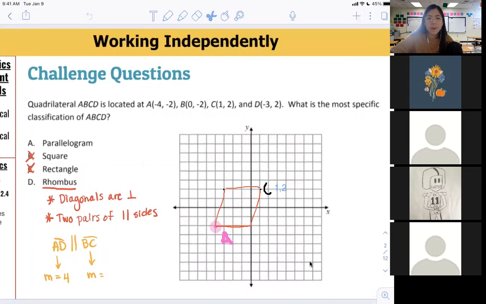So what are my diagonals? We're looking at AC versus DB. And we want them to be perpendicular. So what should the slopes be?